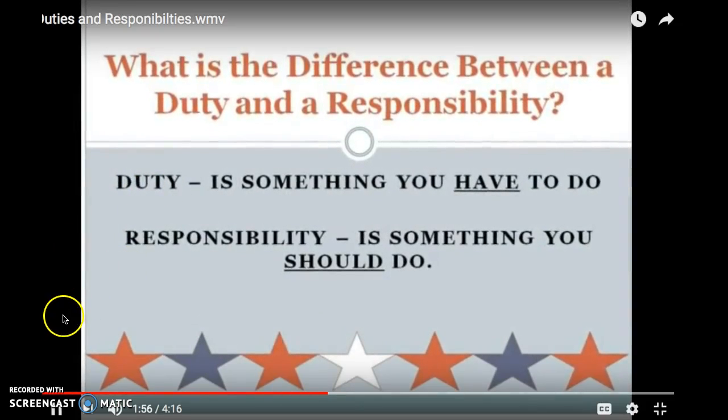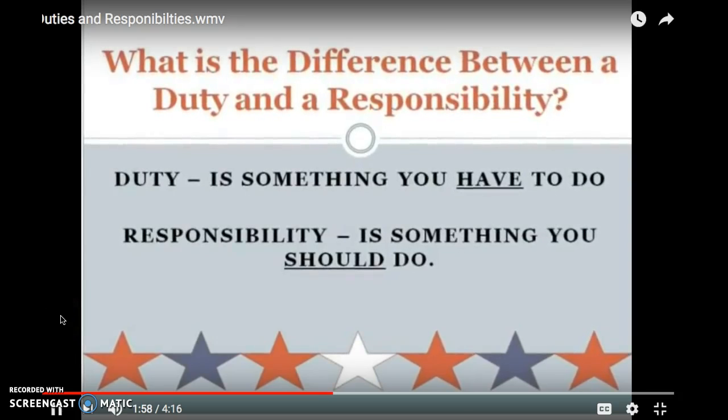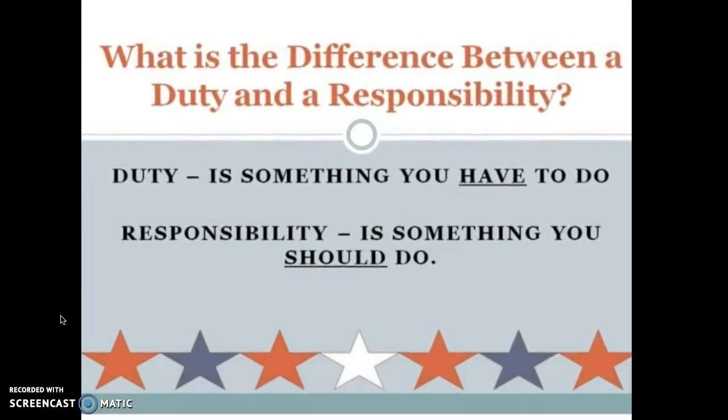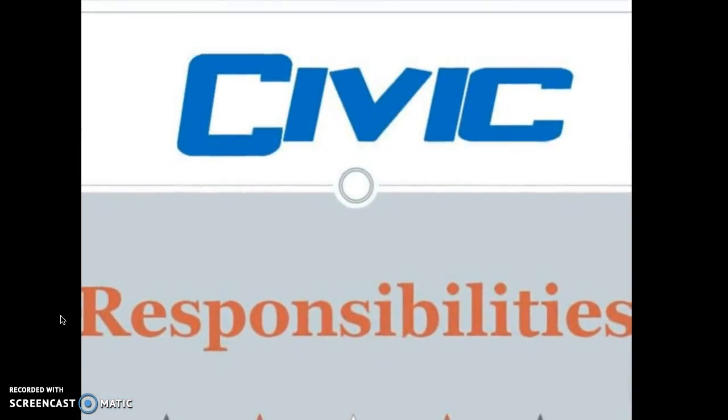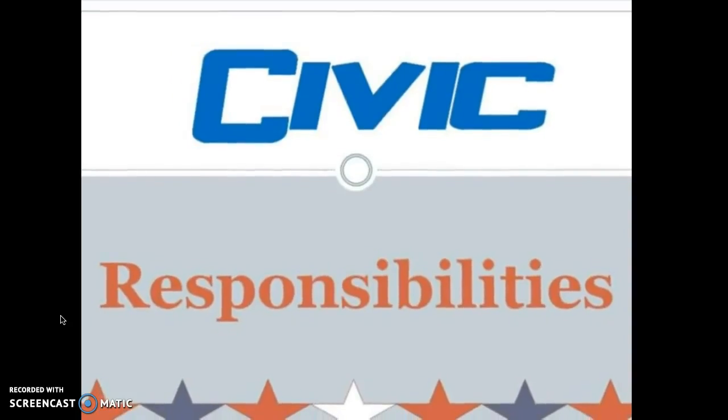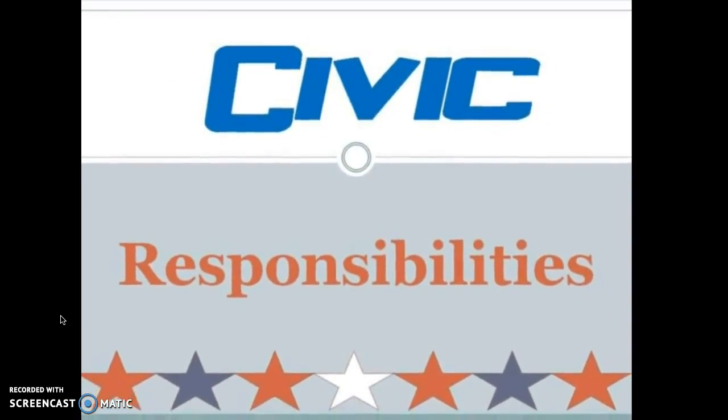Those are things that you have to do. Now we're going to focus on the responsibilities. These are the things that you should do, but you're not required to do. Civic responsibilities are volunteer responsibilities, and no one can force you to do them.